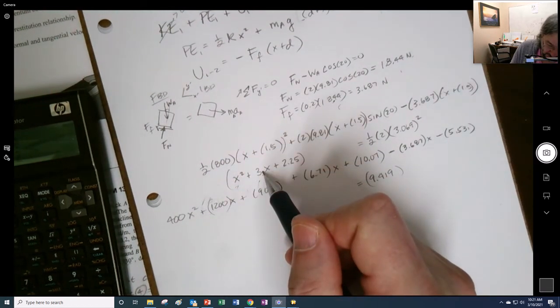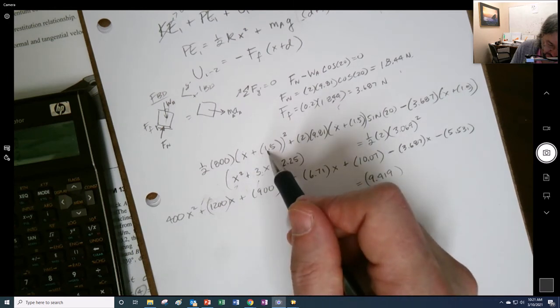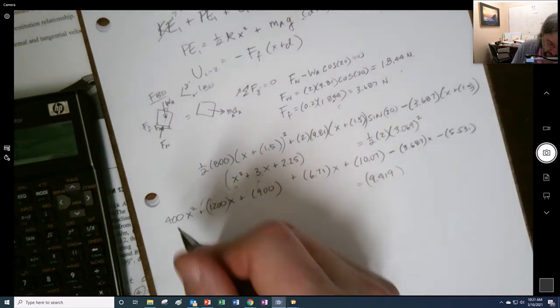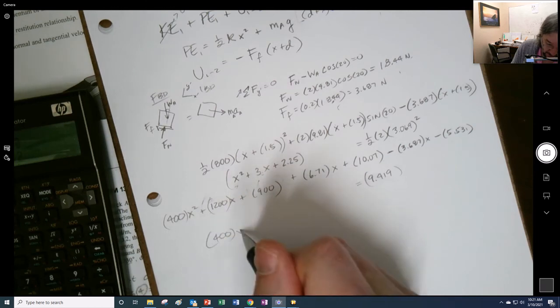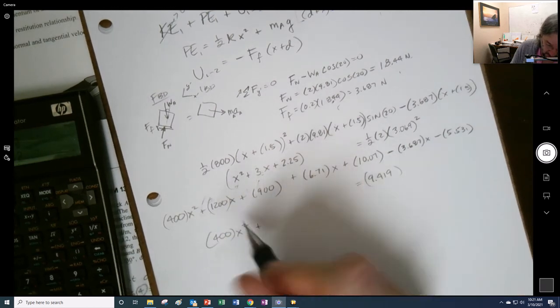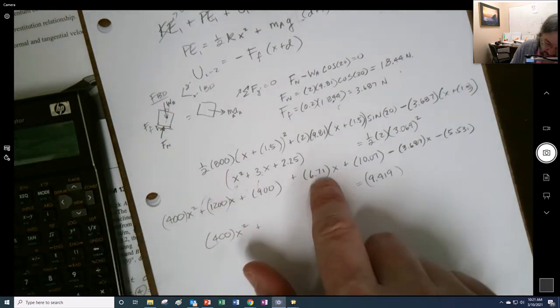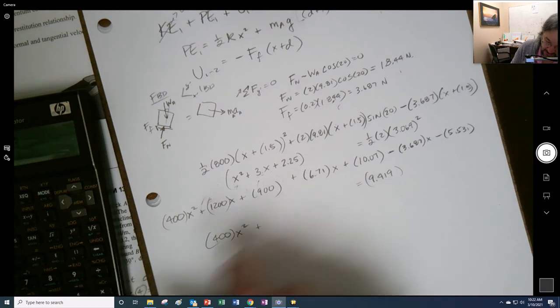This is probably where I made a mistake in doing this right here. So it's x. Yeah, I'm pretty sure I got that right. Okay. Now we can go through the whole thing. So we have 400x squared plus, let's get all the x's, so we have the 1200. Let's get all the x's, 6.71 plus, so that didn't do much.